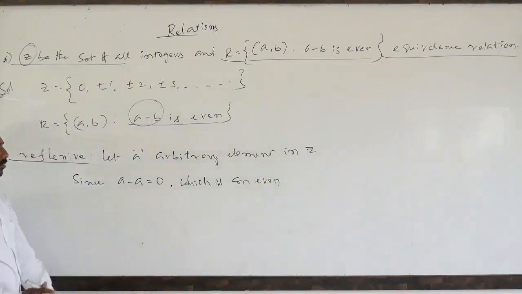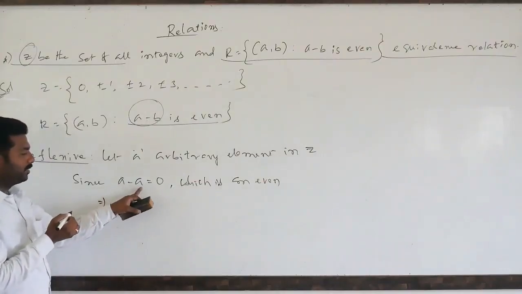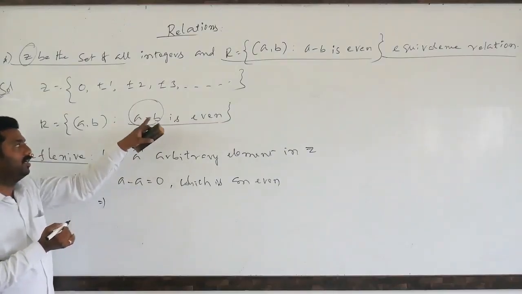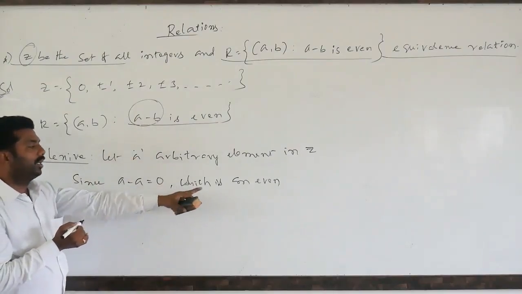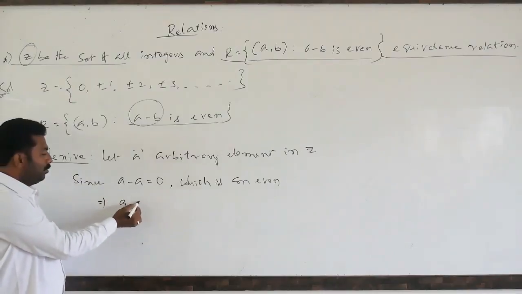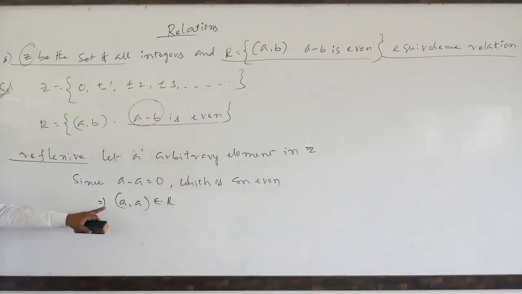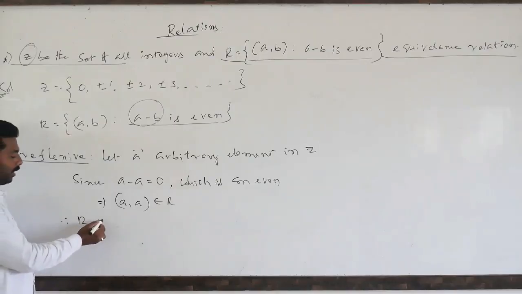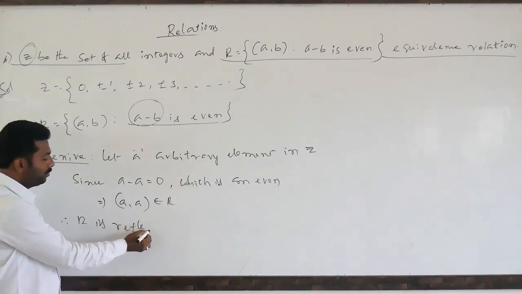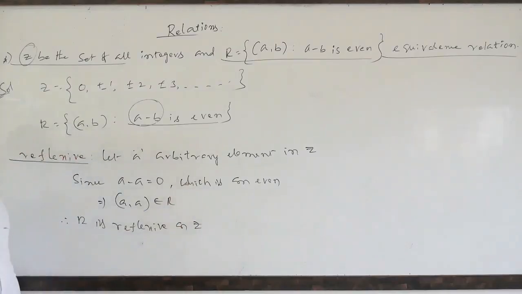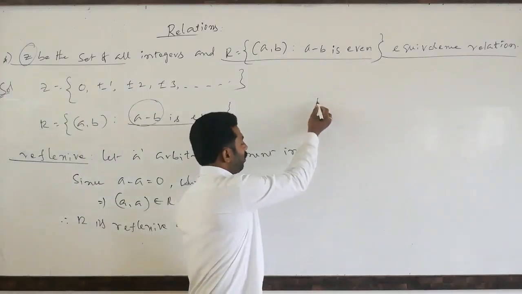So 0 is an even number. A minus B even number means, with B replaced by A, A minus A is 0, which clearly is an even number. So we can say that there is a relation between A and itself. So (A, A) belongs to capital R means we can say that capital R is a reflexive relation on the integer set. Then we have to verify whether it is symmetric or not.